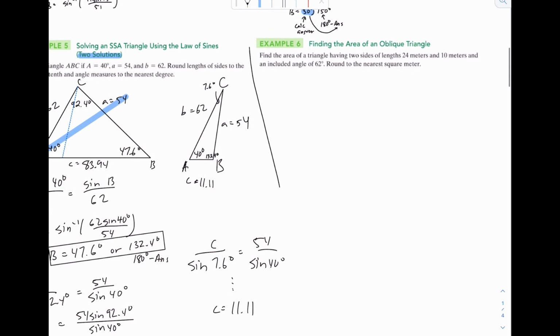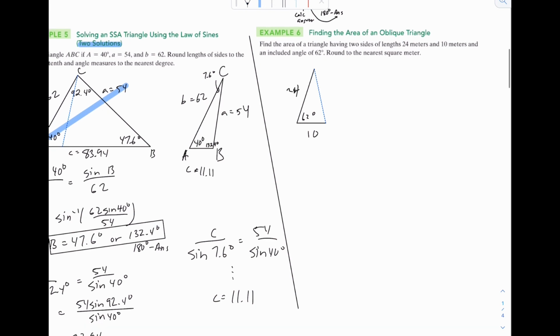Okay, last one. It says find the area of a triangle having two side lengths of 24 and 10 and an included angle of 62. So basically all we know is this is 24, this is 62, and this will be 10. Let's make that a little more to scale. Let's say something like that. That's all we know. And we don't know this leg, we just know it's something. We got to find the area.